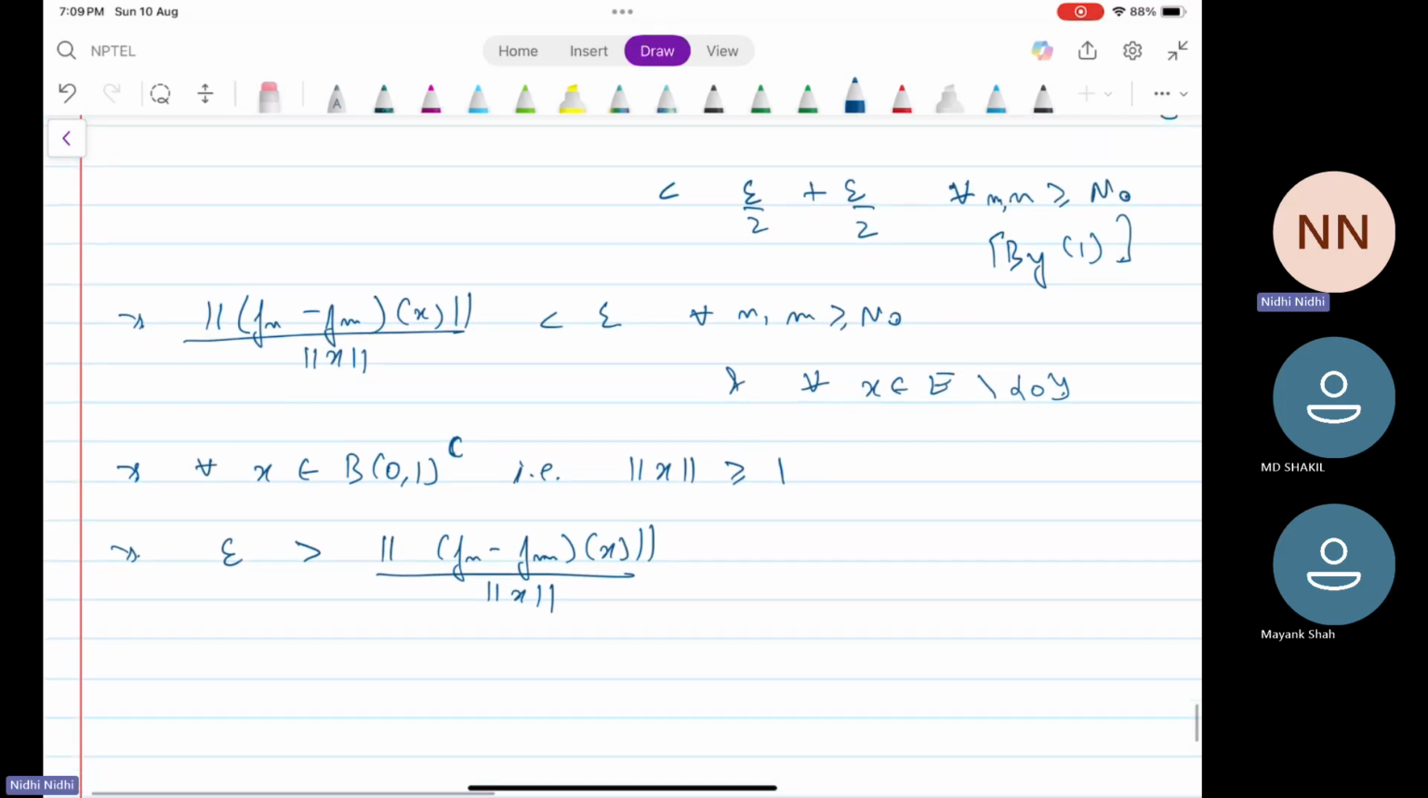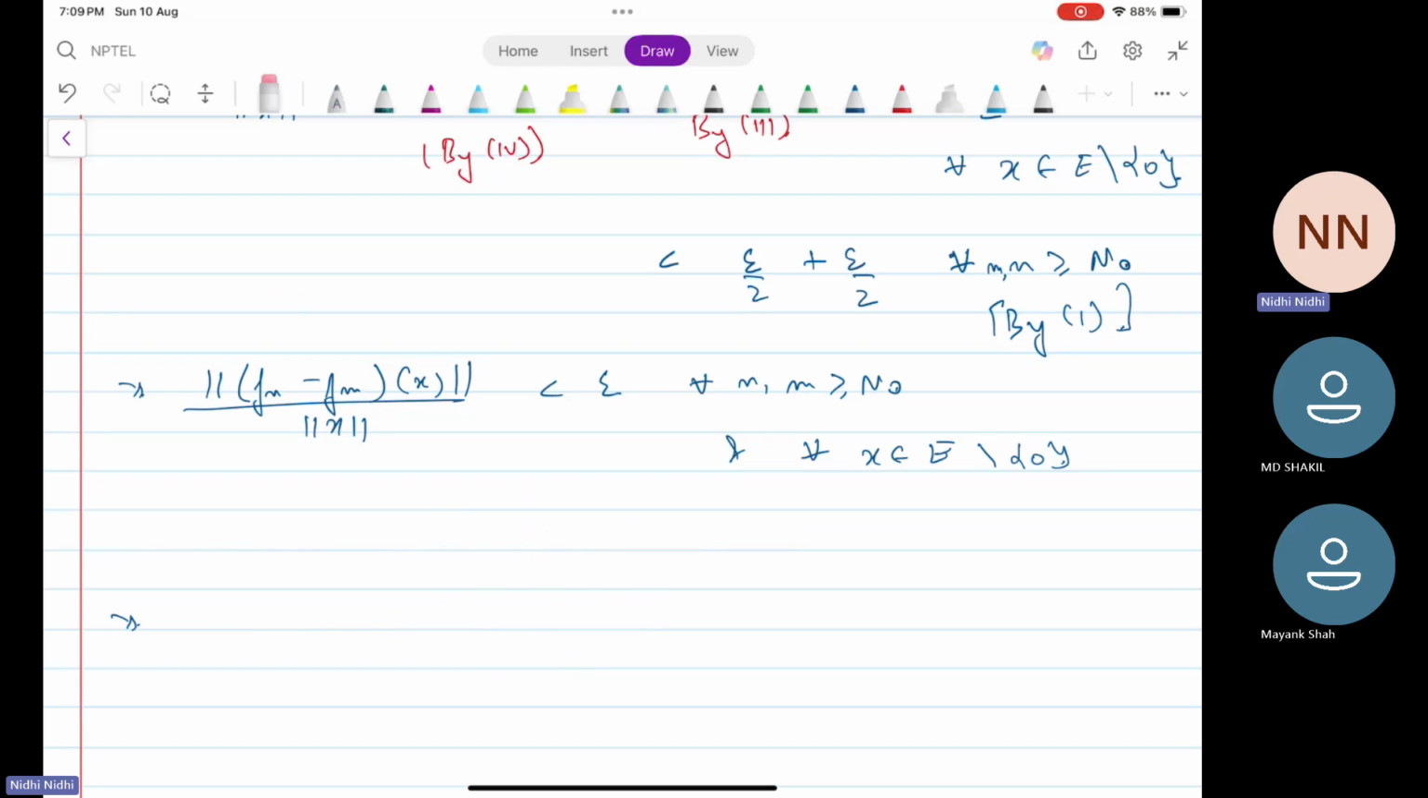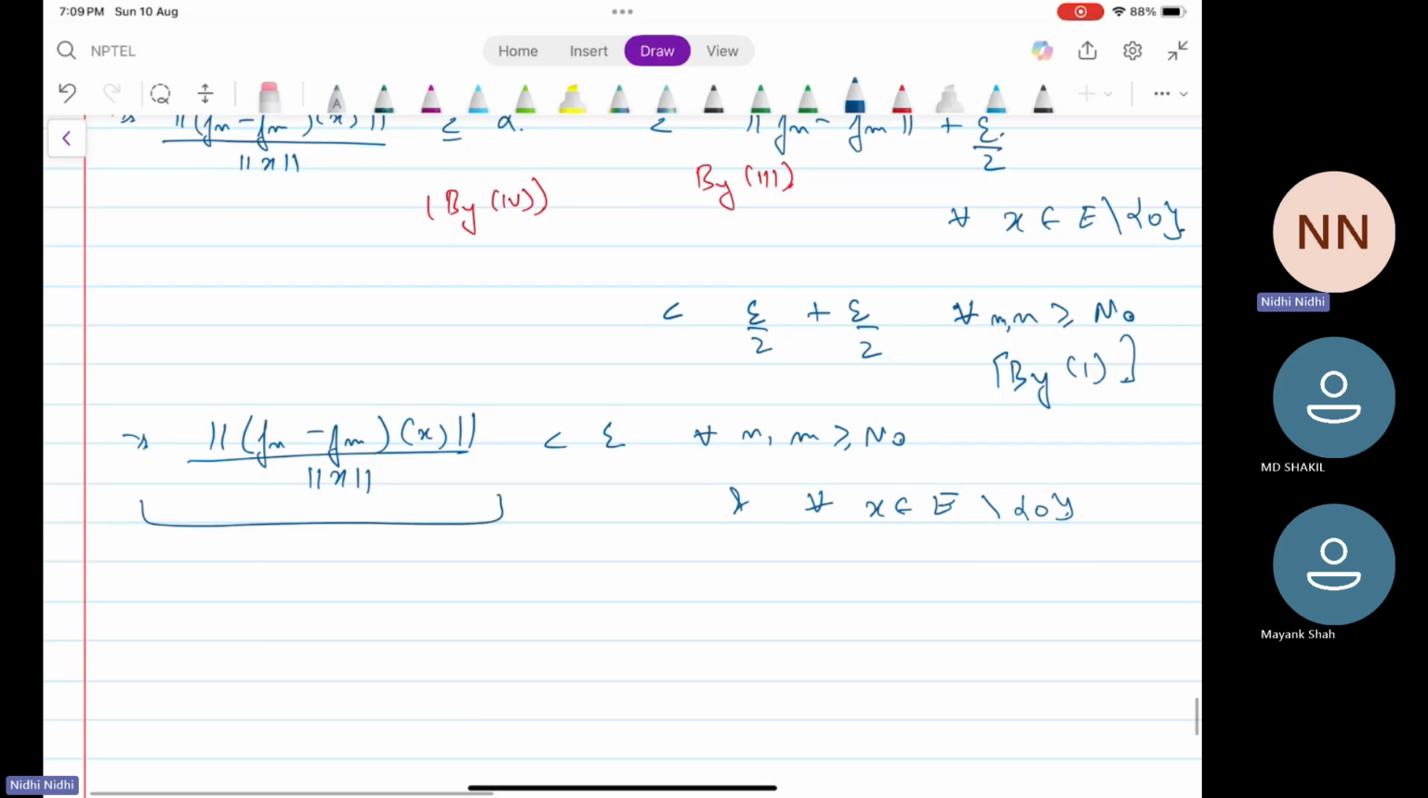So, do you remember the alternate definition of norm? I think I did some mistake. So, from here, basically, you will get the operator norm. If you can recall, this is an alternate definition for norm Fn minus Fm. From here, you'll get this to be less than epsilon for all n, m greater than or equal to n naught.